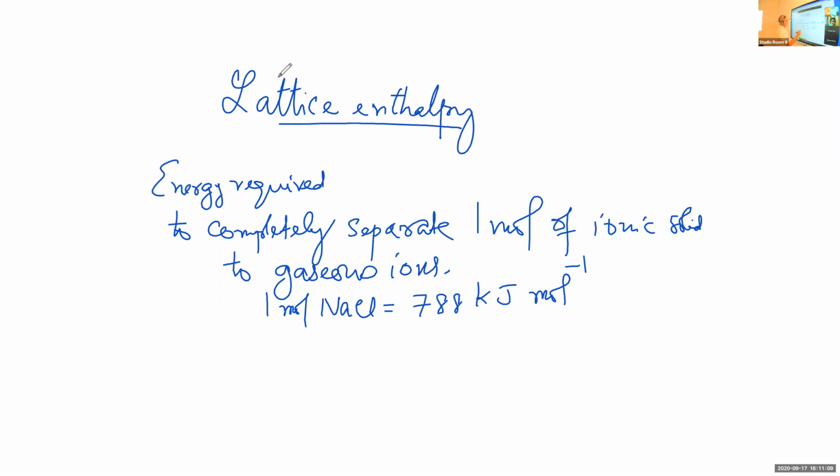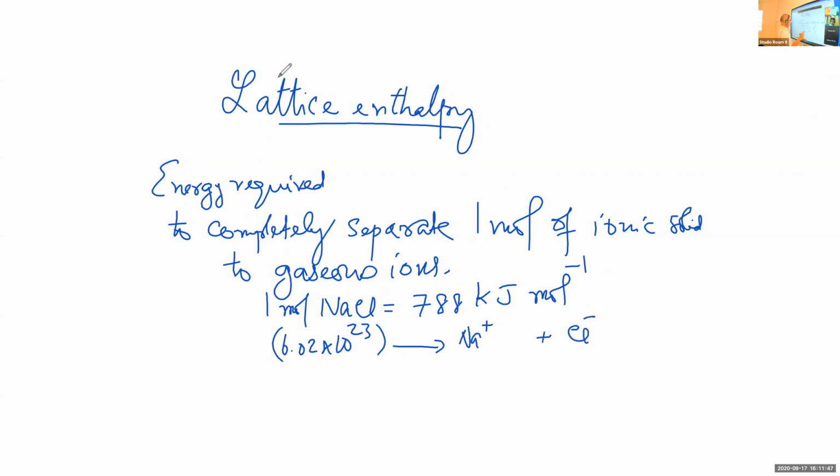That means 6.02 into 10 raised to 23 NaCl molecules. That is equal to 1 mole. And in terms of mass, it is 1 gram formula mass. That is equal to 1 mole of sodium chloride, and it contains 6.02 into 10 raised to 23 NaCl particles. And this is dissociated into Na plus and Cl minus ions.